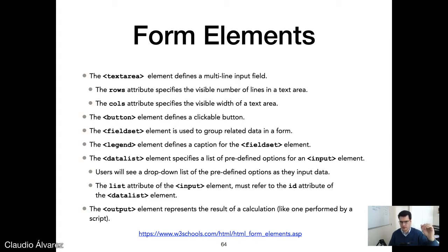You've got a datalist that is a set of predefined options for an input element. For instance, if the user starts typing and you want to hint the user on the options, you use a datalist for that. You've got the output element, which is rarely used and is intended for computation. When you want to calculate something and display the result, you use output.